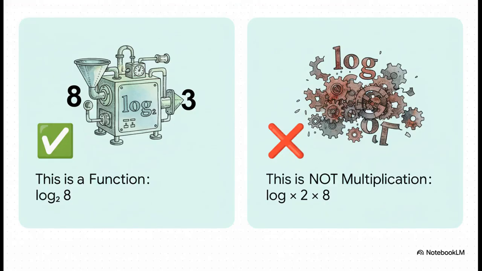Period. And the second big mistake is treating log like it's a variable you can multiply. It's not. You would never look at a square root sign and think it's multiplication. It's an operation. It's the same thing here. Log is a function. Log base 2 of 8 is a single command, a single instruction. It is absolutely not log times 2 times 8.